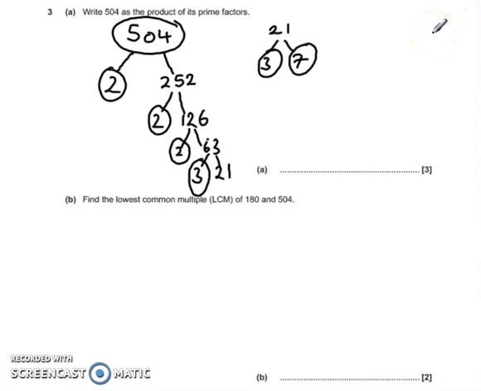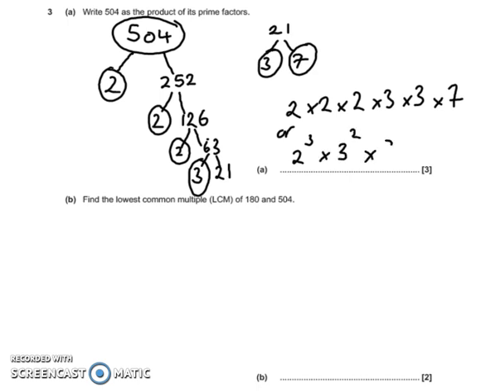And what I can do now is write this as a product of primes, so I can see that it is 2 times 2 times 2 times 3 times 3 times 7. To take it up a grade, I'm going to shorten that to 2 cubed times 3 squared times 7. And that will give you all 3 marks.